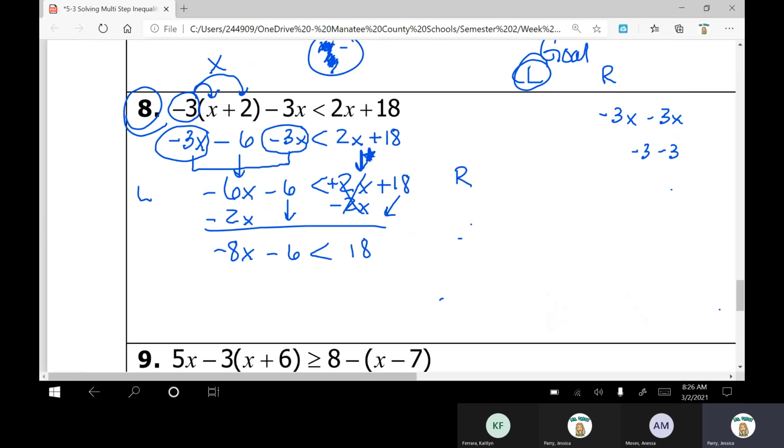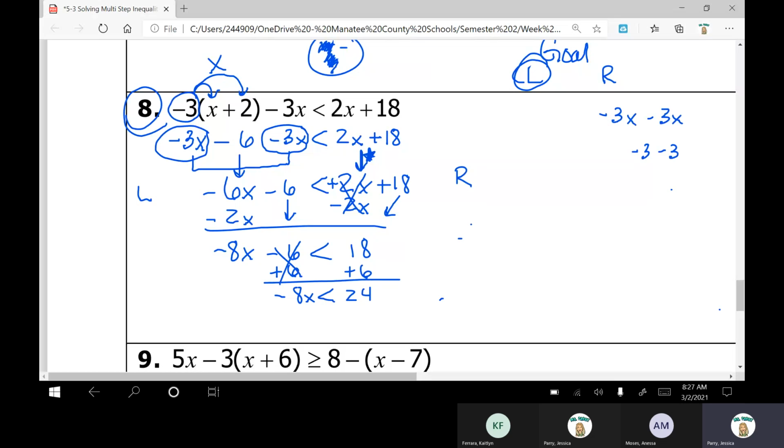Okay, zoom out a little bit. Next is adding or subtracting. We need to get rid of the 6. Right now it says minus 6. So let's do the opposite of minus 6, which is plus, or add 6 to both sides. So these cancel out. Bring down the negative 8x. Your sign, 18 plus 6. We get a 24.